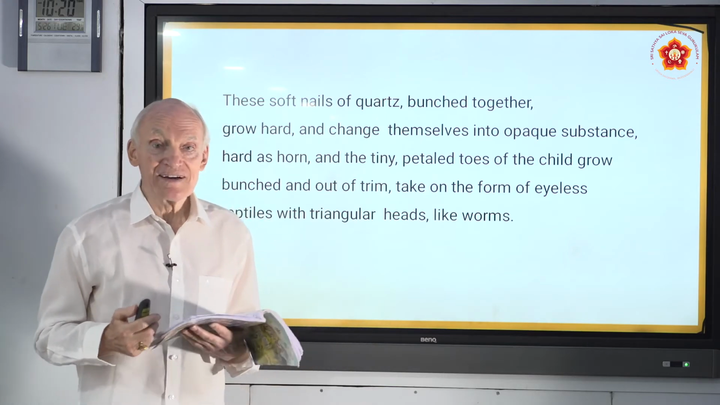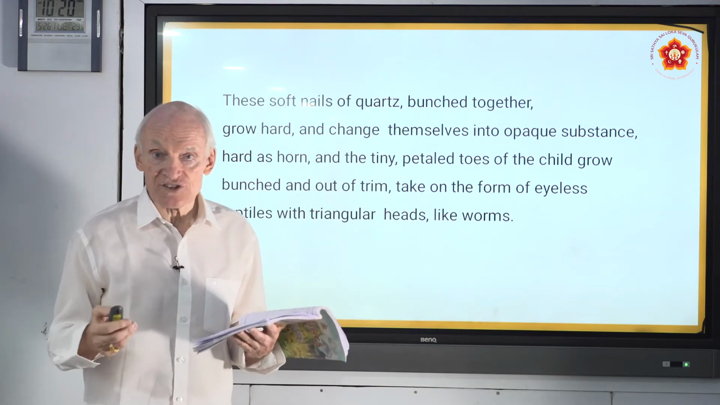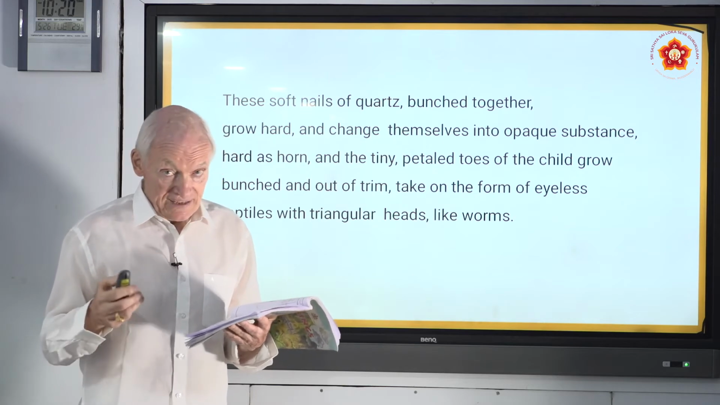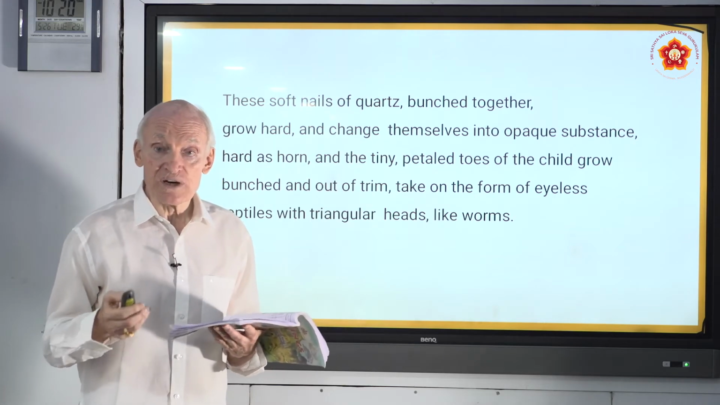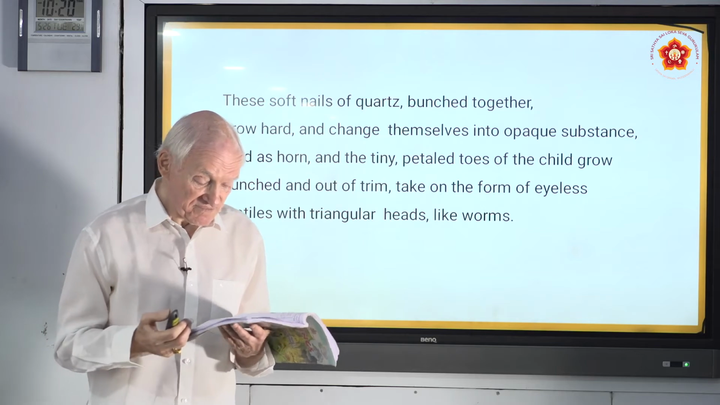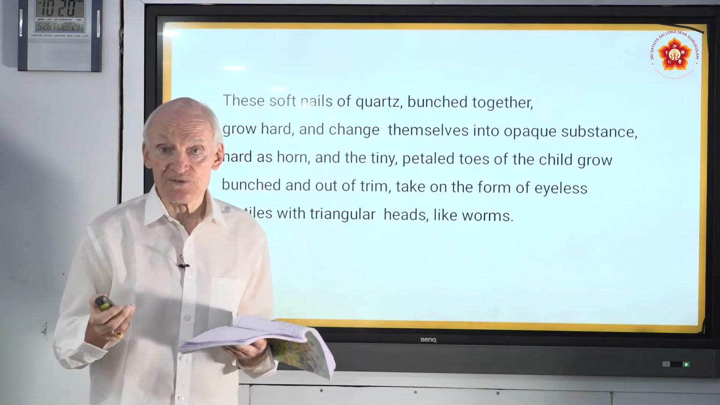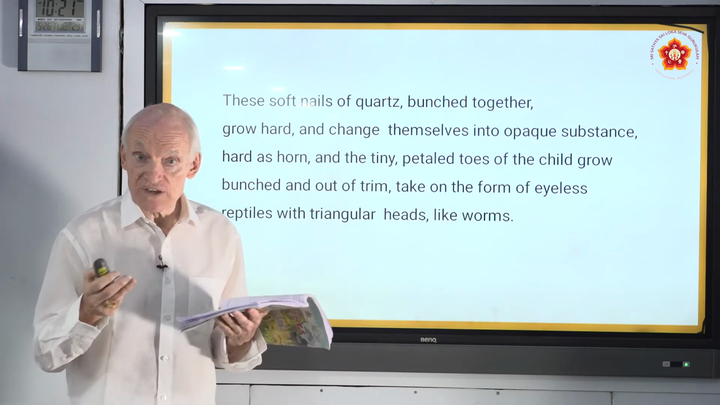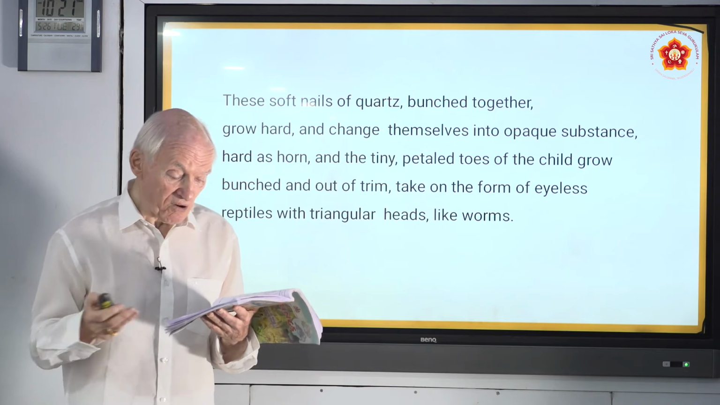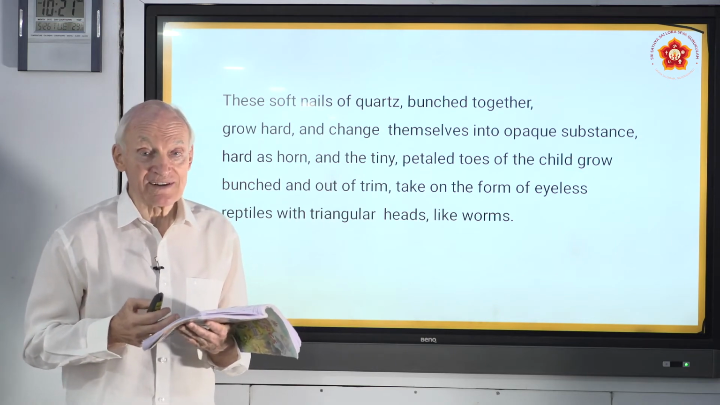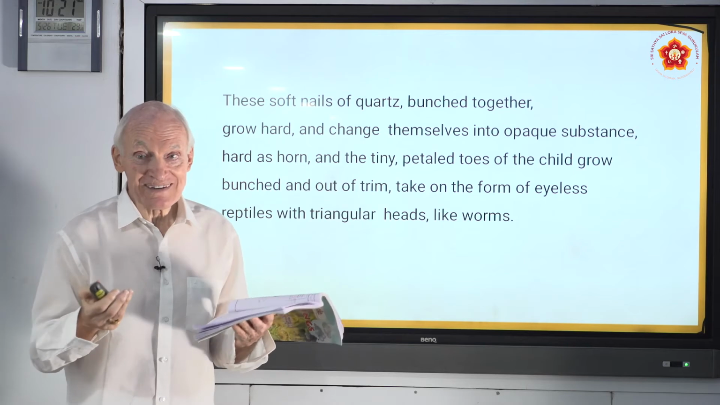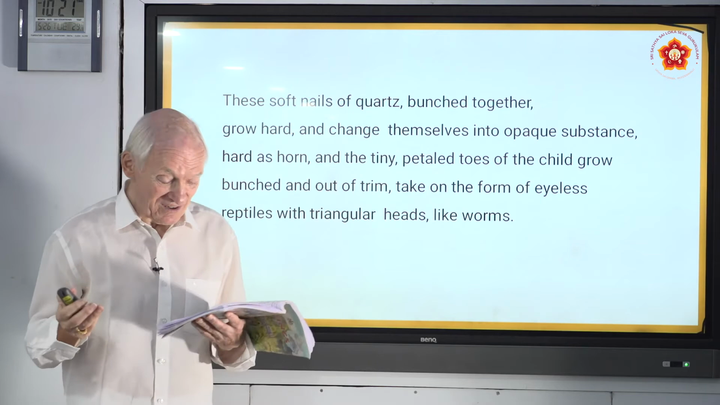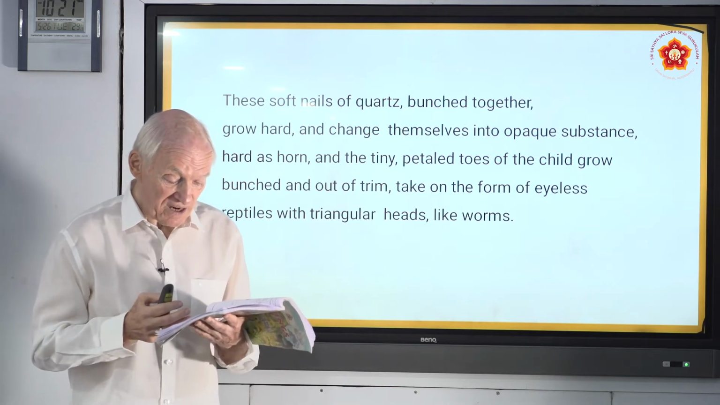They grow hard. These nails, because they don't get enough energy, don't get enough sunlight, enough fresh air, they grow hard. And they change themselves into an opaque substance. Opaque means you cannot see through it. When they were young, you could almost see through the nails. But when you get older, you can't see through the nails. They grow opaque and hard as horn. Everybody knows a bull horn or a horn of some buffalo is very hard. You don't want to get stuck with a horn. It can be very dangerous, very hard.